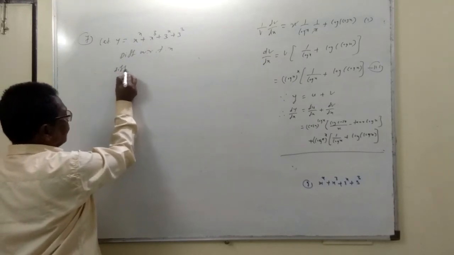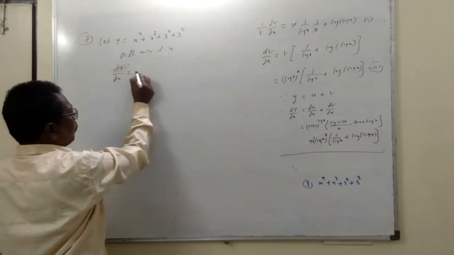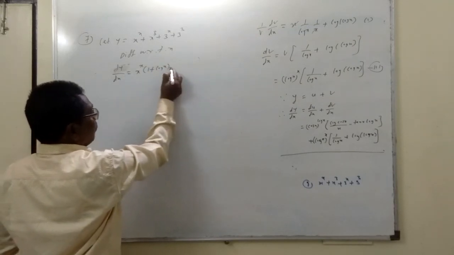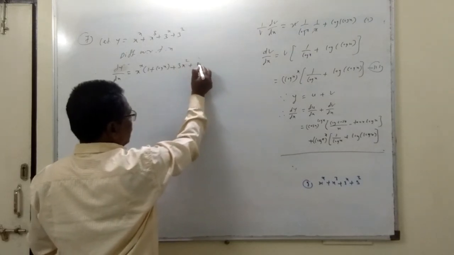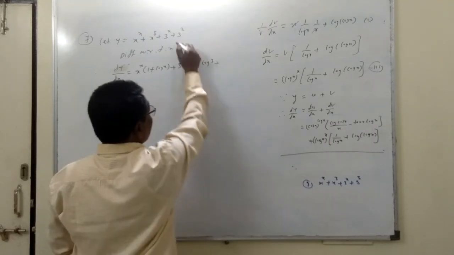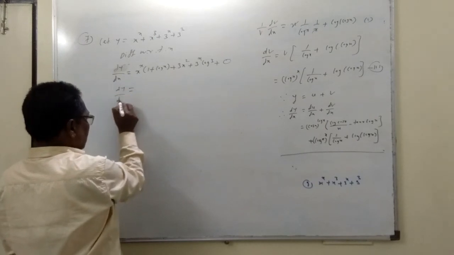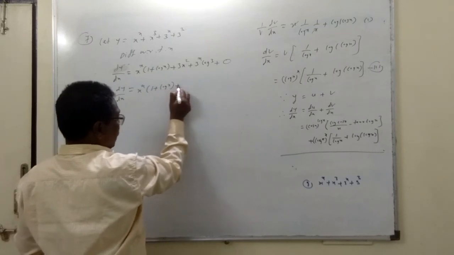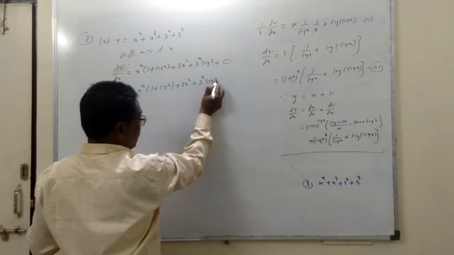So differentiating with respect to x, dy by dx is equal to the derivative of x raised to x, x raised to x into 1 plus log x, plus the derivative of x cube. It is an addition of functions, so addition of derivatives: 3x square plus the derivative of 3 raised to x, which is 3 raised to x log 3. 3 raised to 3 is a constant, so its derivative is 0. So dy by dx is equal to x raised to x into 1 plus log x plus 3x square plus 3 raised to x log 3.